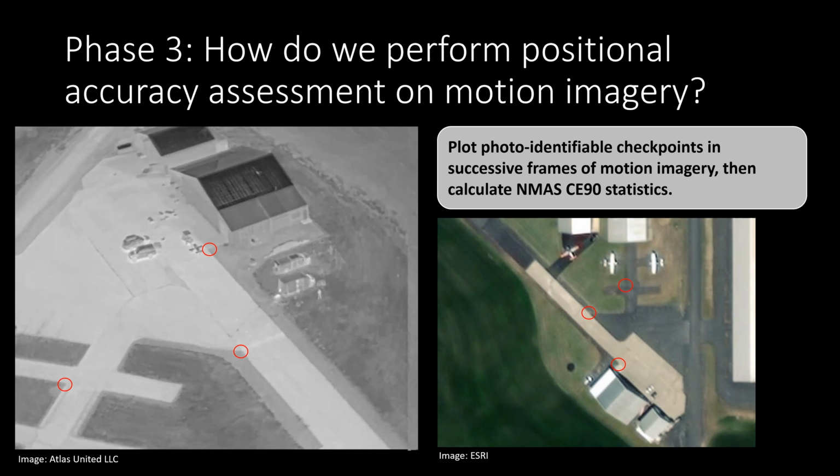But basically what I'm looking to do is plot photo-identifiable checkpoints in successive frames of motion imagery, and then take that output of points over the course of 60 or 90 frames' worth of video, and calculate the National Map Accuracy Standard CE90 statistics associated with that set of points, and then calculate the RMSE and all that good stuff from that.